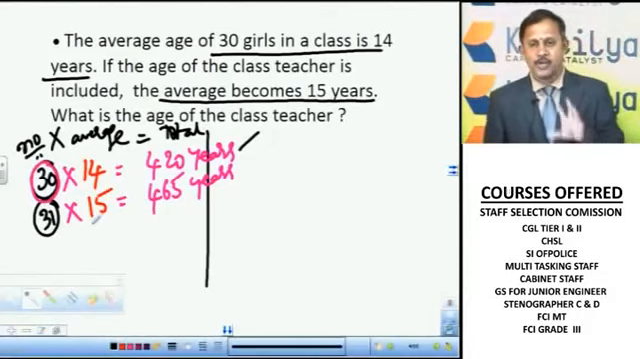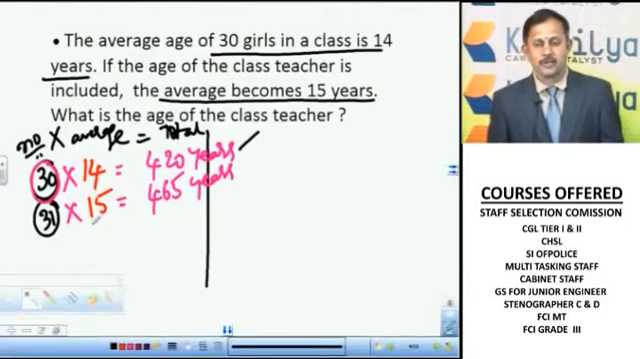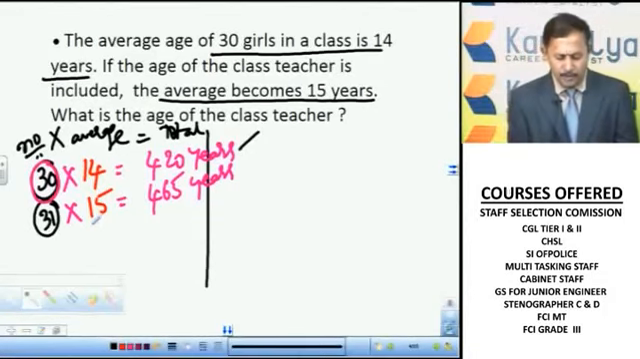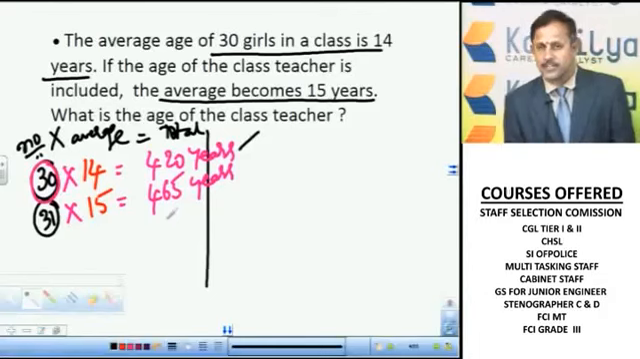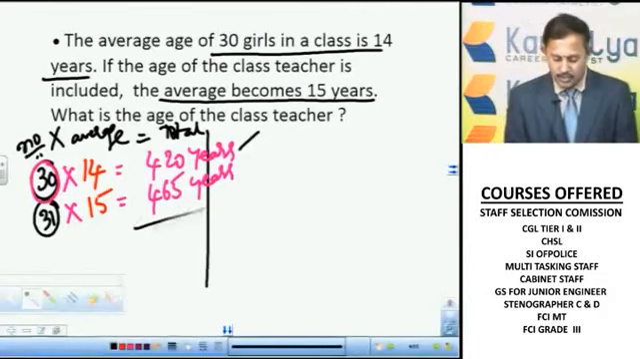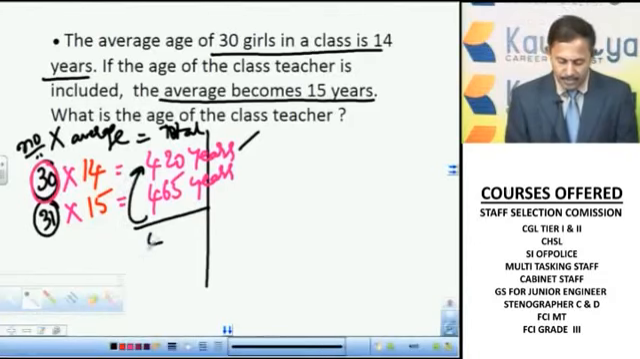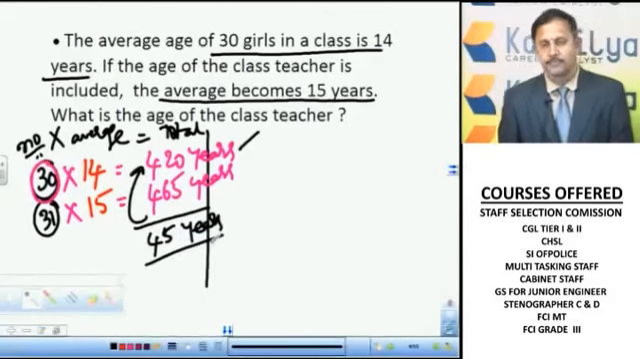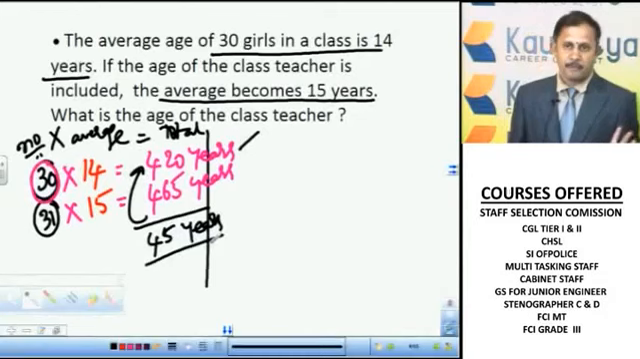But here we are interested in the age of the class teacher. Friends, what is the total of all the 31 candidates? That is 465. This 465 minus 420 gives the age of the class teacher as 45 years. This is the general technique available.